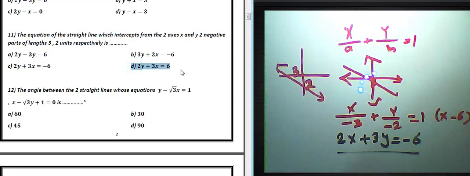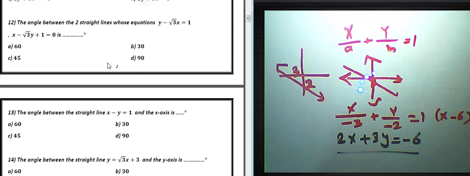2y plus 3x. No, 2y. No, 3y plus 2x equal negative 6. Okay, pay attention with me, my students, okay?